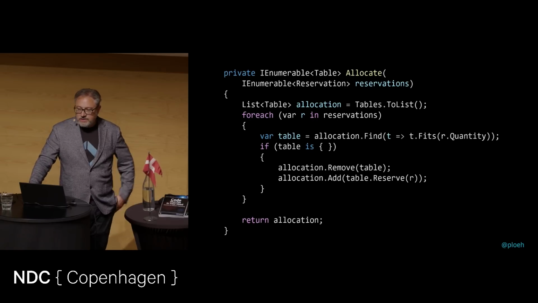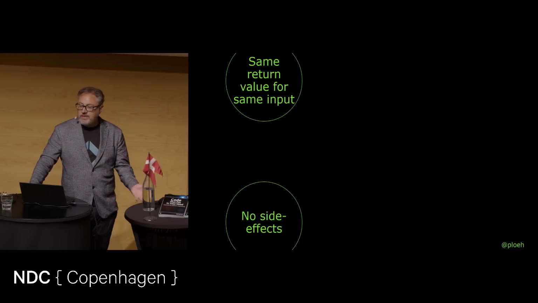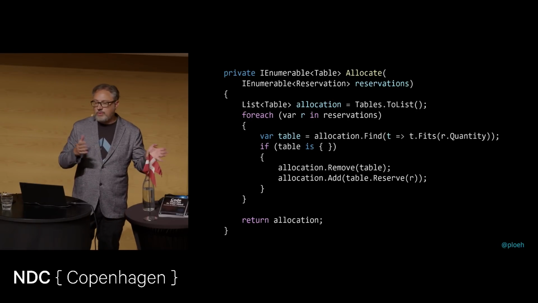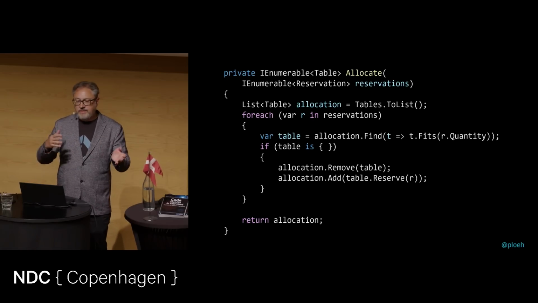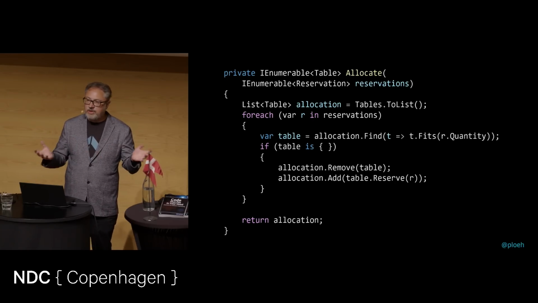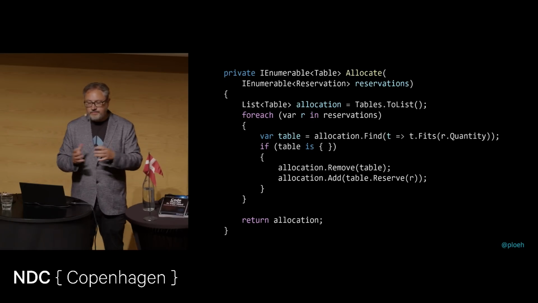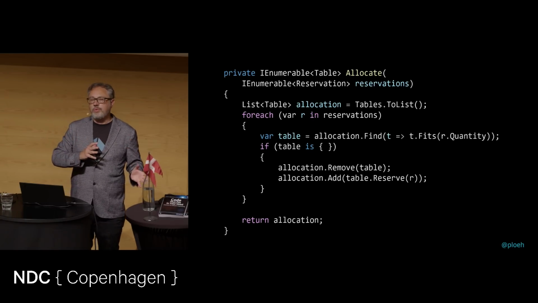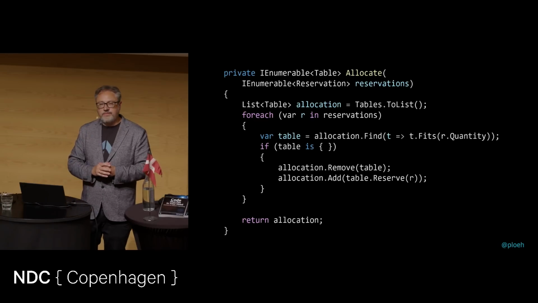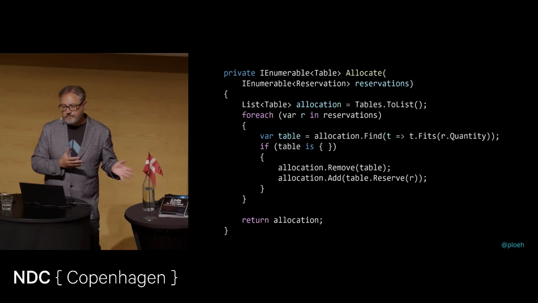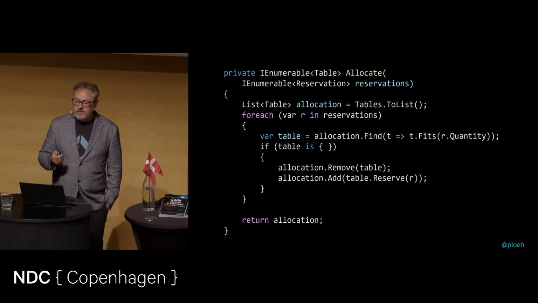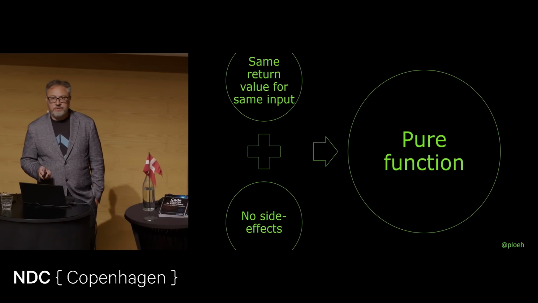That's interesting. It turns out that this allocate method also has another good quality: the same input will always return the same output. Let's have a look at this. If the reservations always contain the same values, and we also have this thing called tables, which is a read-only property, like a glorified class field, and that always contains the same data, then this method will always run through the same sequence of things and return the same output. It's deterministic. Those two things together, deterministic behavior and no side effects, have a name. This is called a pure function.